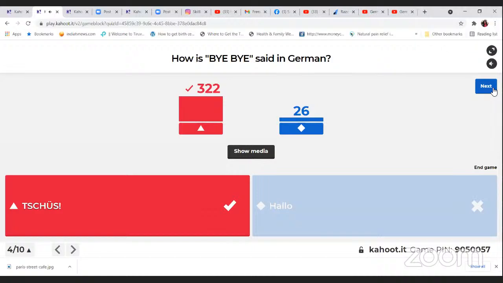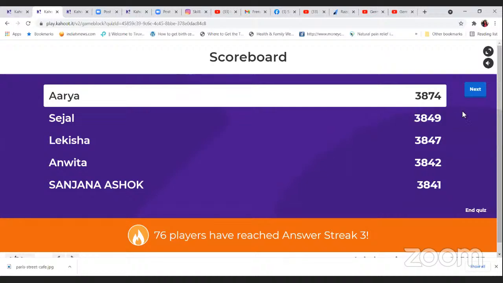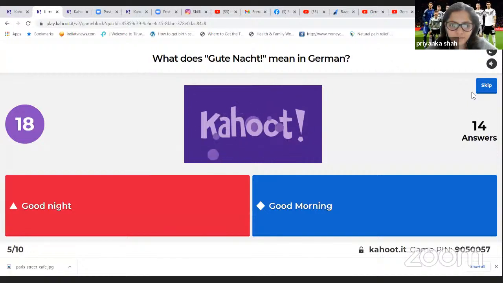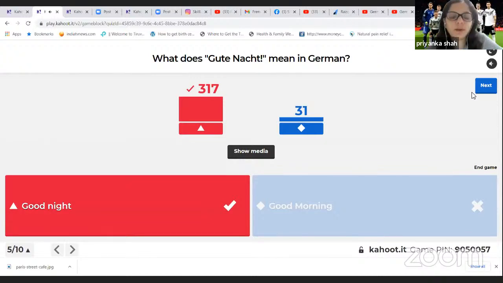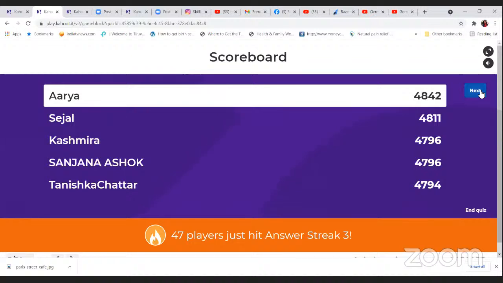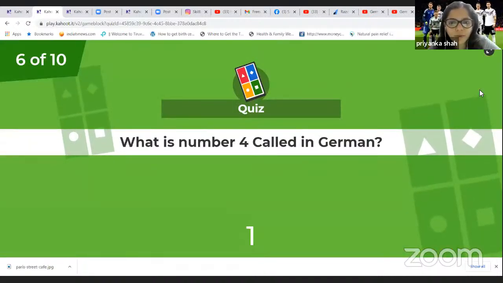Very nice, miss. Yeah, good observation. Yes. What does Gute Nacht mean in German? Very good. Excellent, miss. In other languages, children were making a lot of mistakes. Here I'm seeing they are giving a lot of correct answers. Arya is asking the list. What is number 4 called in German?